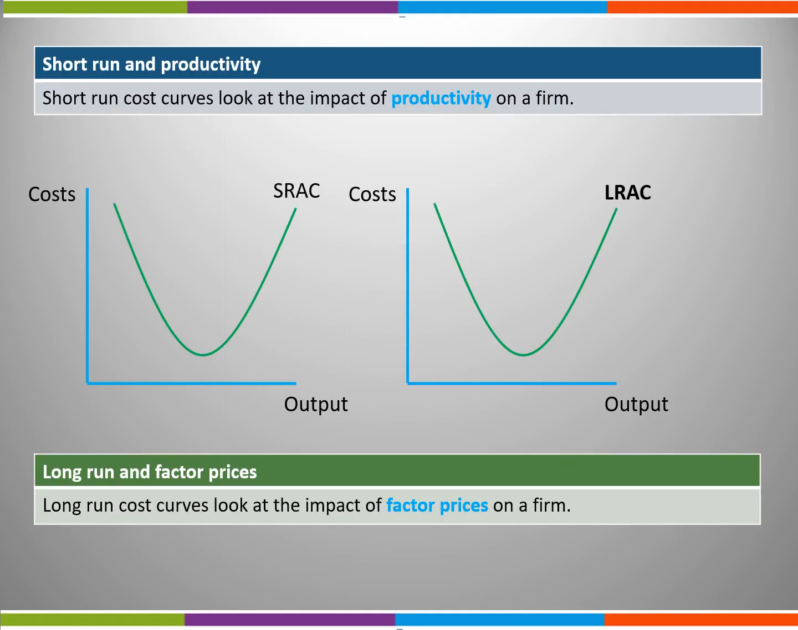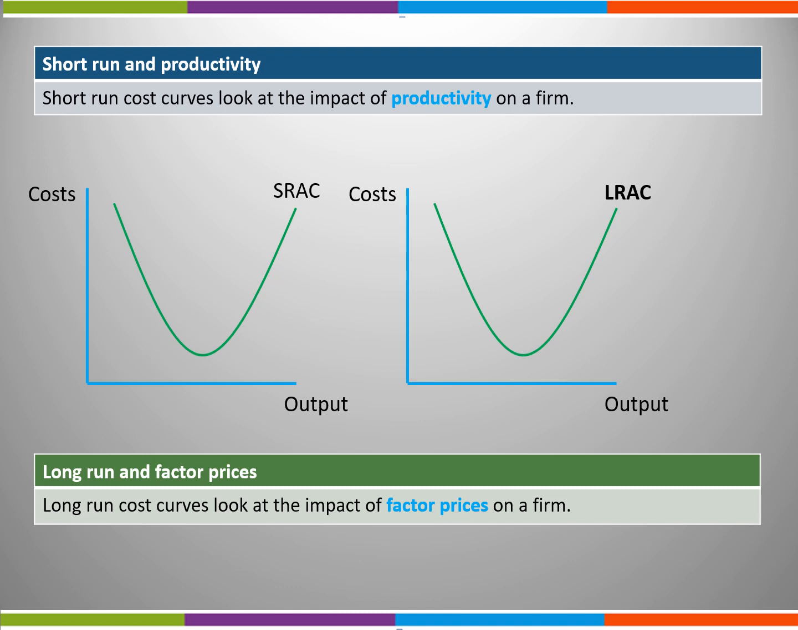It is important to distinguish between short-run and long-run cost curves. Short-run cost curves look at the impact of productivity on a firm. At first, average costs per unit increase as we add more units of labour. Increasing the input of labour increases productivity, leading to lower average cost per unit. At some point, diminishing returns set in, and the additional unit of labour increases average cost per unit.